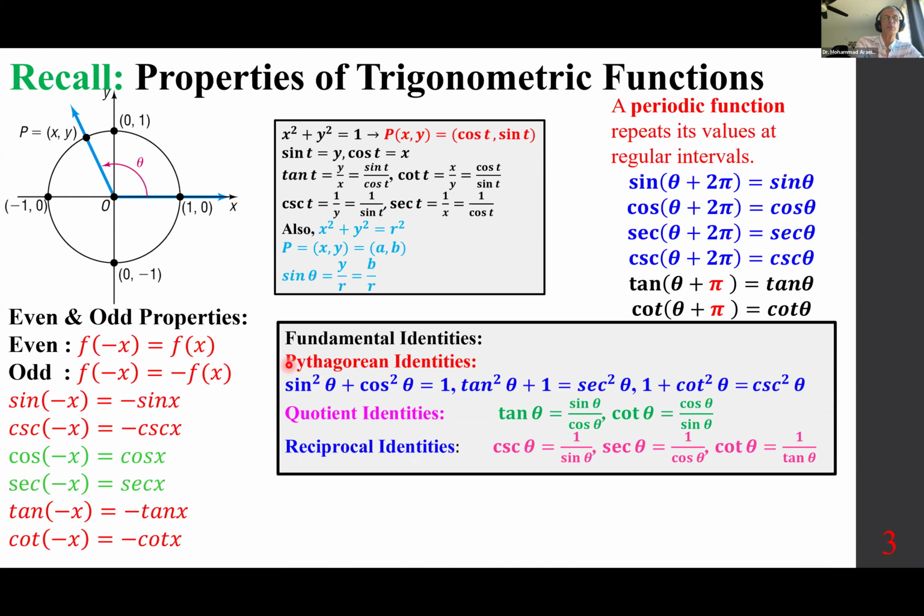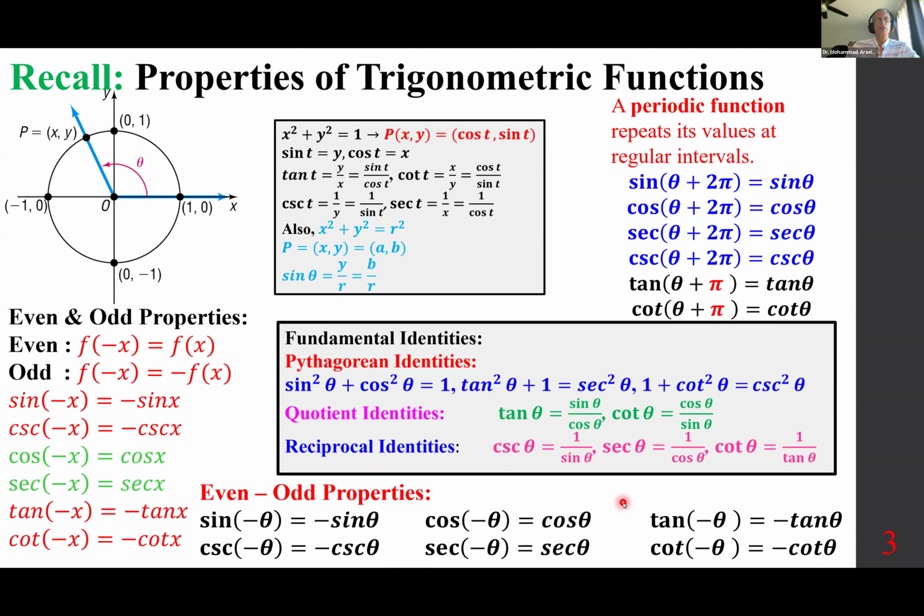Fundamental identities such as Pythagorean identities, quotient identities, reciprocal identities. And again, I remind you of even and odd properties here. As mentioned, all of them are odd except cosine and therefore secant.